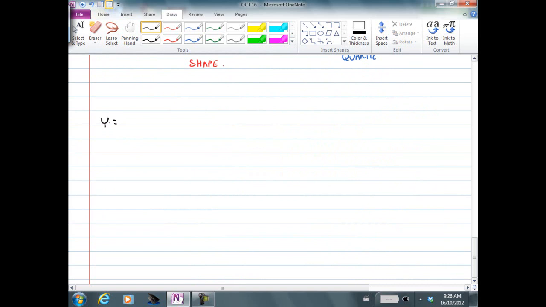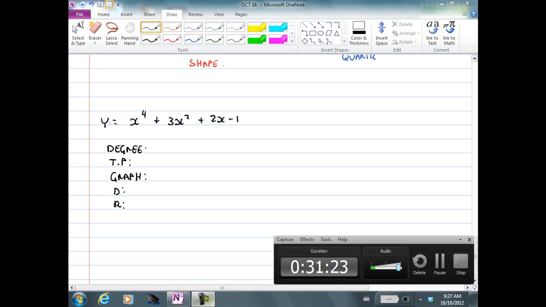Y equals, again, I'm going to make it up. What I want you to focus on is a concept, not the exact shape for now. Minus 1 degree. TP is turning point. Graph without any help from me. And degree, turning point, graph. What if I have domain, range? I'm going to pause it.